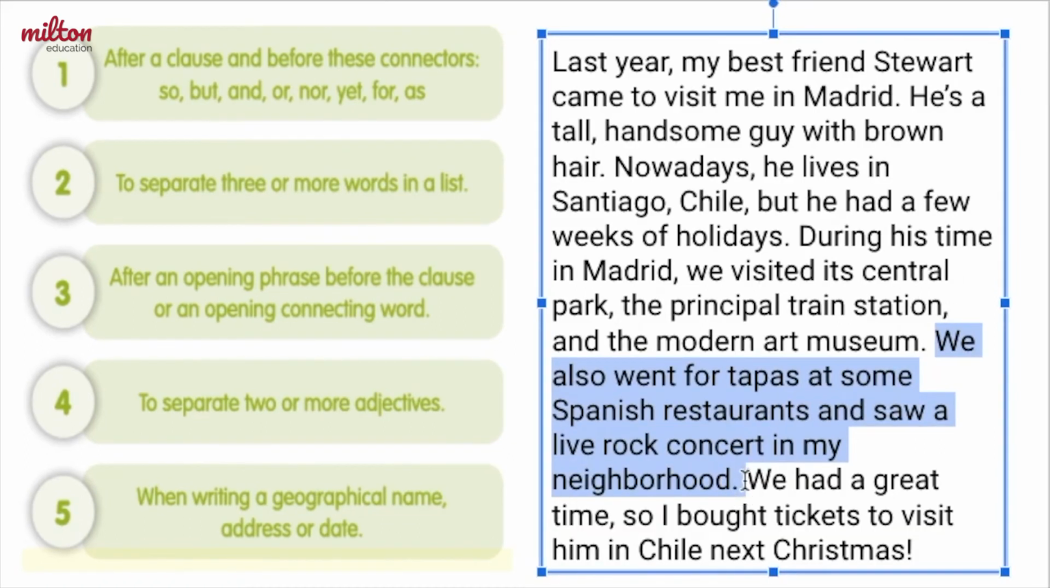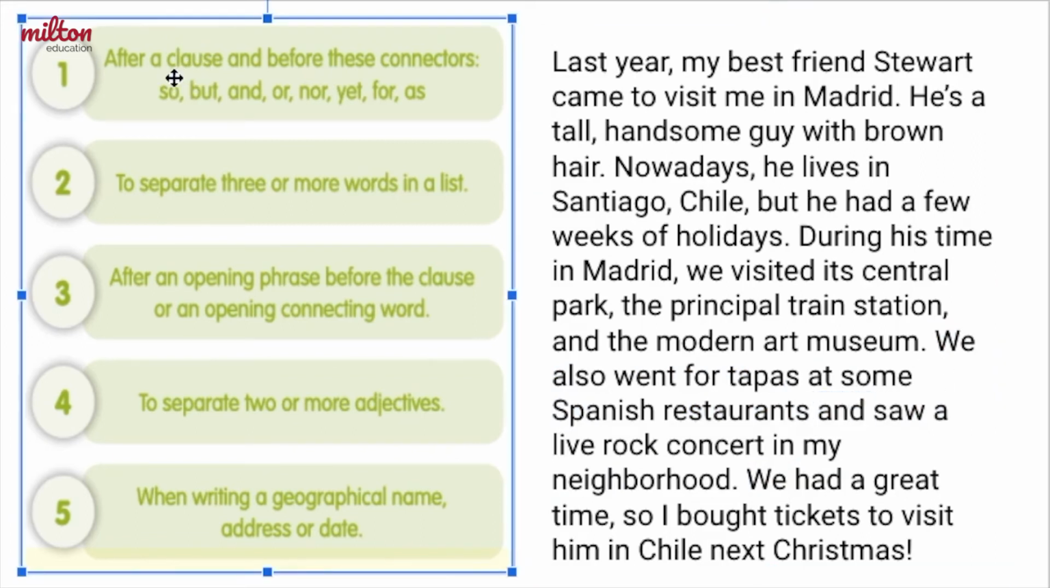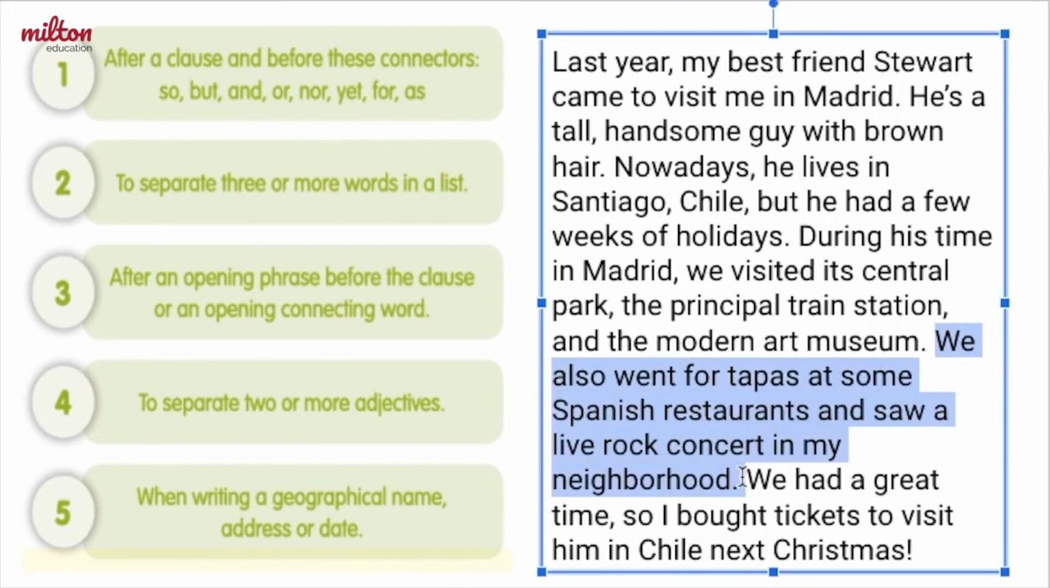All right, in this sentence, you might say, Grayson, we need a comma. Here's the connector and in the middle of the sentence. And it is true that I said before, we must use a comma after a clause and before connectors like so, but, and, or, etc. But this is an exception. Listen carefully. When we have a sentence with only 2 ideas and we use the connector and, we actually don't need a comma. It's the only exception to this rule.